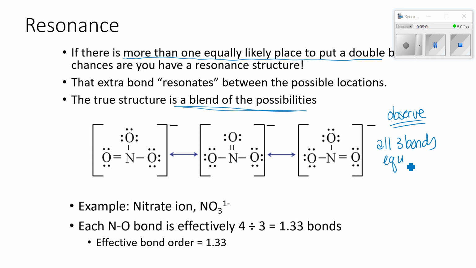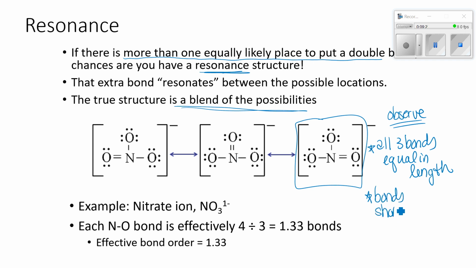are equal in length. And that's significant because if you just looked at one of these, you might expect to see, if really we had one double bond and 2 single bonds, we'd expect one bond to be shorter than the other 2. But we observe that all 3 bonds are equal in length. That's the observation that leads us to this theory, this idea of resonance. The other thing that we observe is that the bonds are going to be shorter than a single bond, but longer than a double bond.